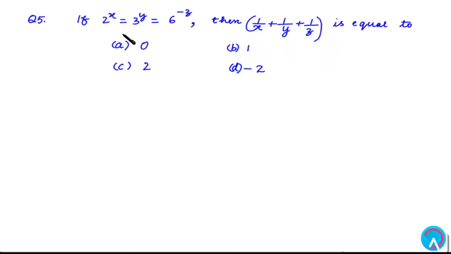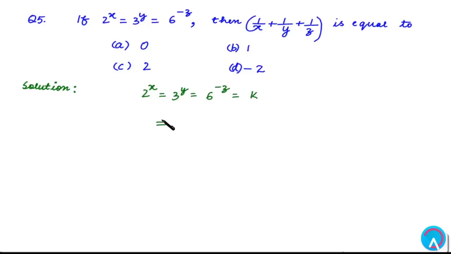Question number 5 is, if 2 to the power x is equal to 3 to the power y is equal to 6 to the power minus z, then the value of 1 by x plus 1 by y plus 1 by z is equal to, these are the options. Let's see which is the correct option. For solving this question, let 2 to the power x is equal to 3 to the power y is equal to 6 to the power minus z is equal to k.